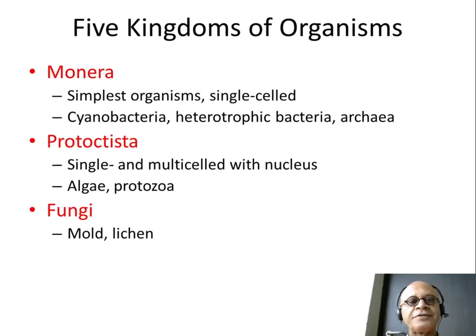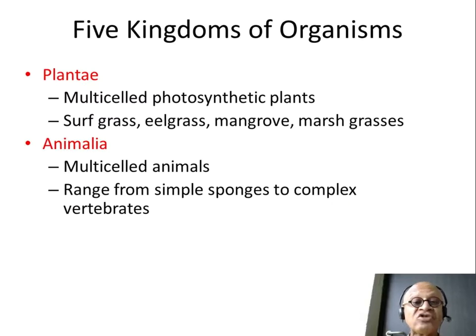And the 5 kingdoms of organisms, I won't go into these details, but they are either simplest organisms, single-celled, which include things like cyanobacteria, which are photosynthetic; heterotrophic bacteria, bacteria that eat other things for energy; and archaea. Protoctistas are single or multi-celled with nucleus, and they include algae and protozoa. Fungi like mold and lichen mostly all are on land. Ocean has very little of it.